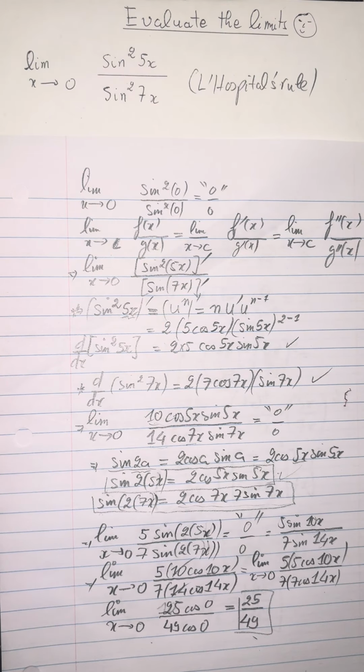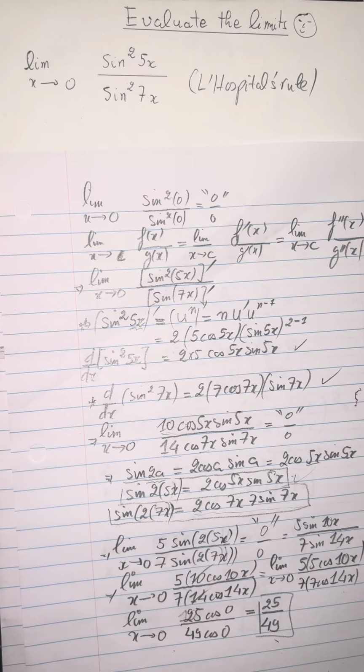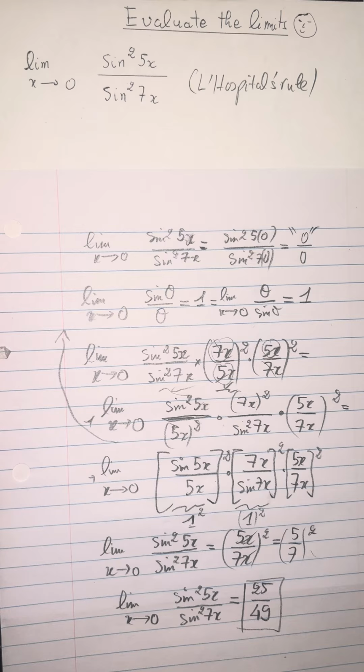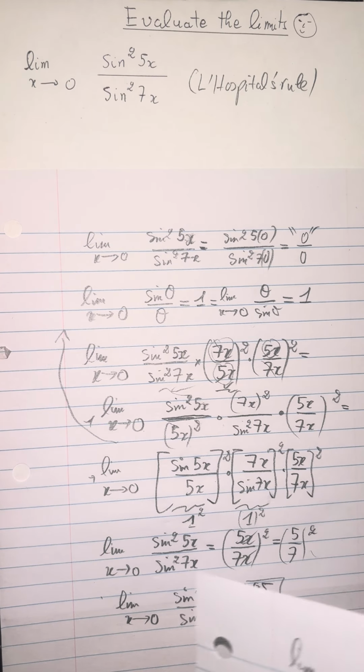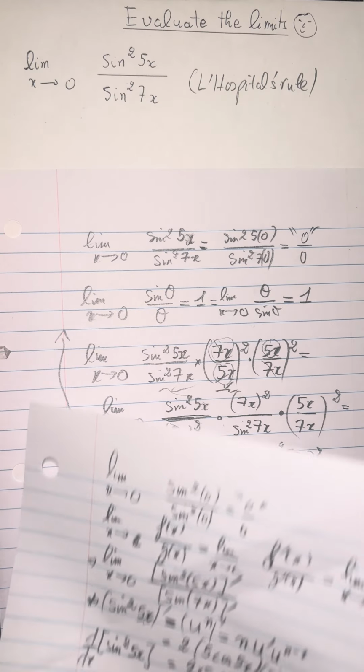Which is the exact answer. So now we have determined the limit as x approaches 0 of sine squared of 5x over sine squared of 7x using L'Hopital's rule, which is the correct answer, 25 over 49. As you can see, that's what we found when using the fundamental trigonometric limit. So you have 2 ways of evaluating this particular limit.